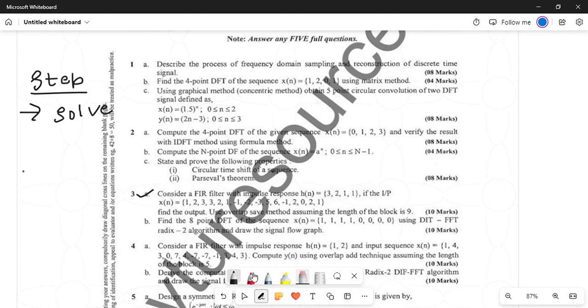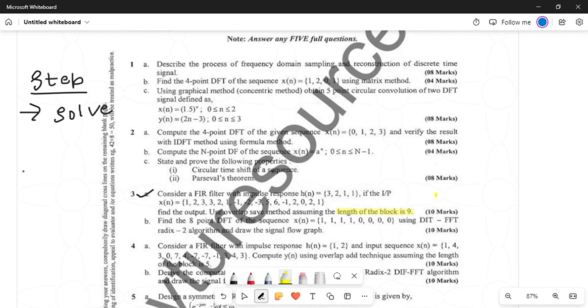So here it says assuming the length of the block is 9, which is very important for you. Let me read the last problem once again, what we did in the last session. Find the output y of n of a filter whose impulse response is h of n equal to 111, and the input signal x of n is given in the question itself, which I can't read because it's very lengthy. Using the overlap save method. This was my question.